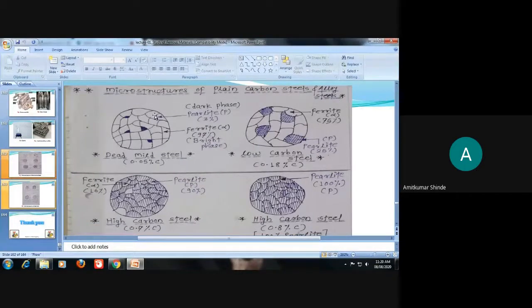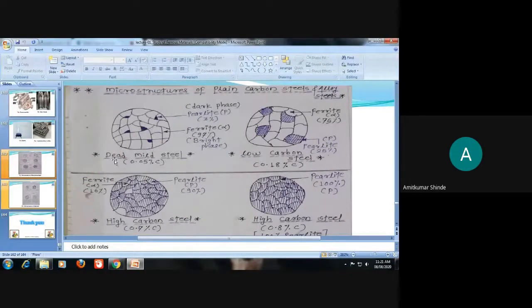More bright spots will be there, and some dark spots, some dark phases. Whichever bright phases are there, it will be ferrite, or the alpha phase. The bright phase is the alpha phase, and the dark spots are pearlite. Pearlite is nothing but a mixture of ferrite and cementite, but it appears dark in color. And whenever the percentage of carbon is less, the ferrite percentage will be more.